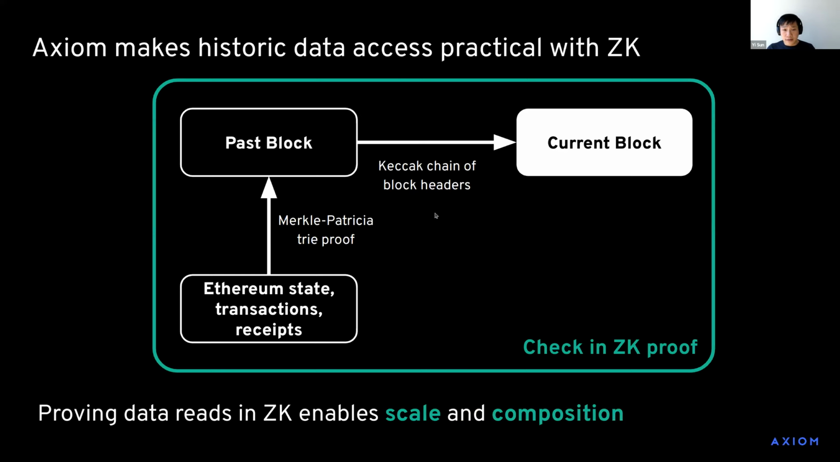So instead, by using the power of ZK, what we do at Axiom is to essentially check this proof in ZK. So we take this large computation and make a ZK SNARK that the Merkle-Patricia trie proof was valid, and also that we possess a valid chain of block headers from a past block all the way to the current block. Because ZK allows us to compress the verification of this to a succinct computation, this allows us to do this large-scale computation in a way which is verifiable on-chain. Furthermore, it allows us to compose such computations for downstream usage.